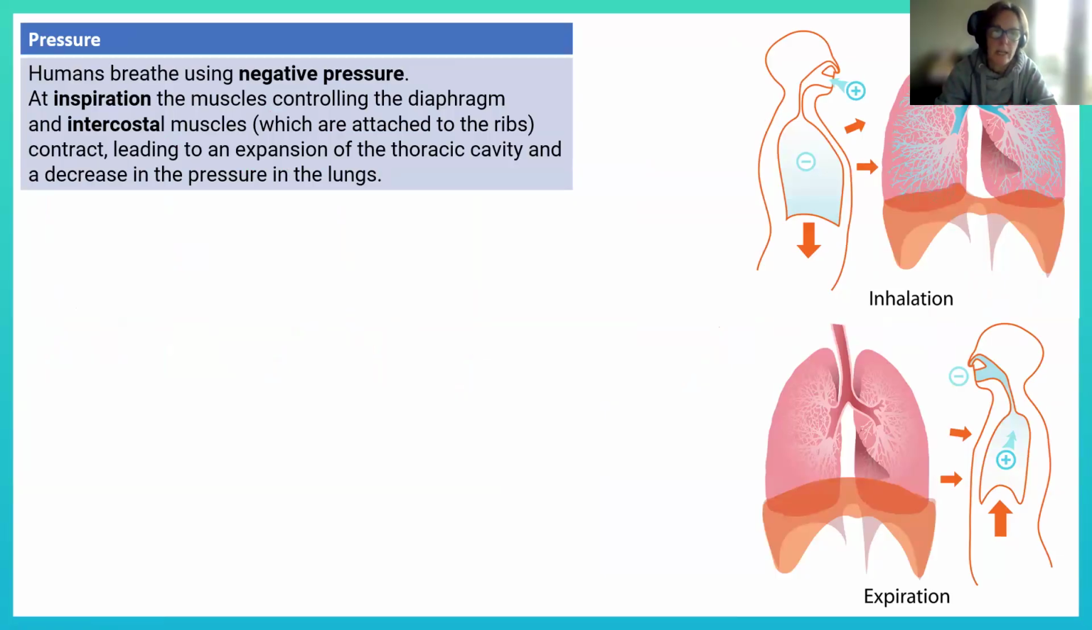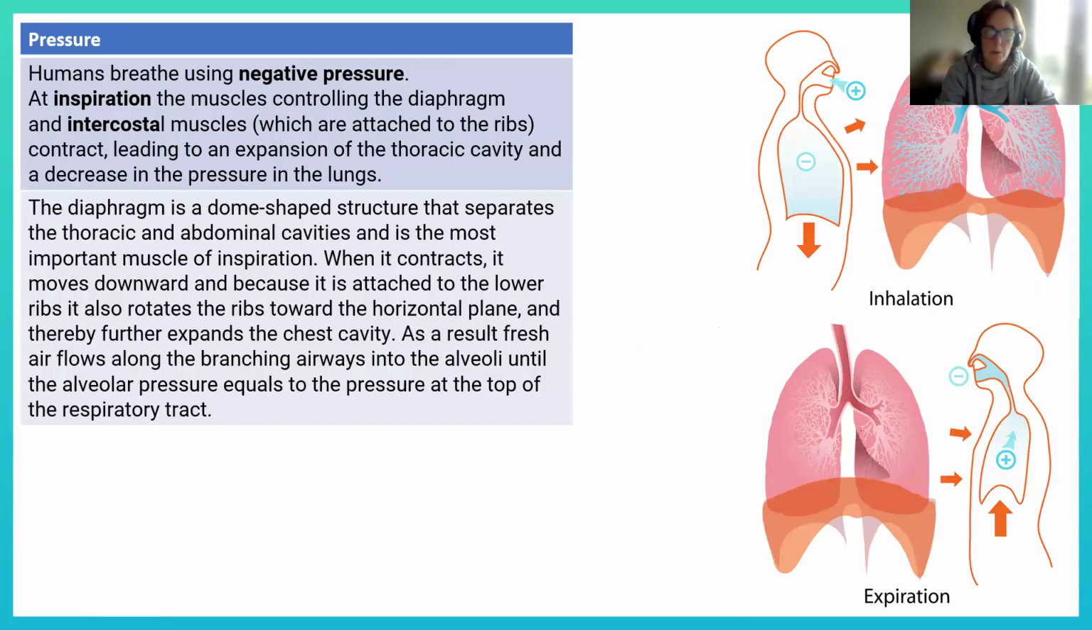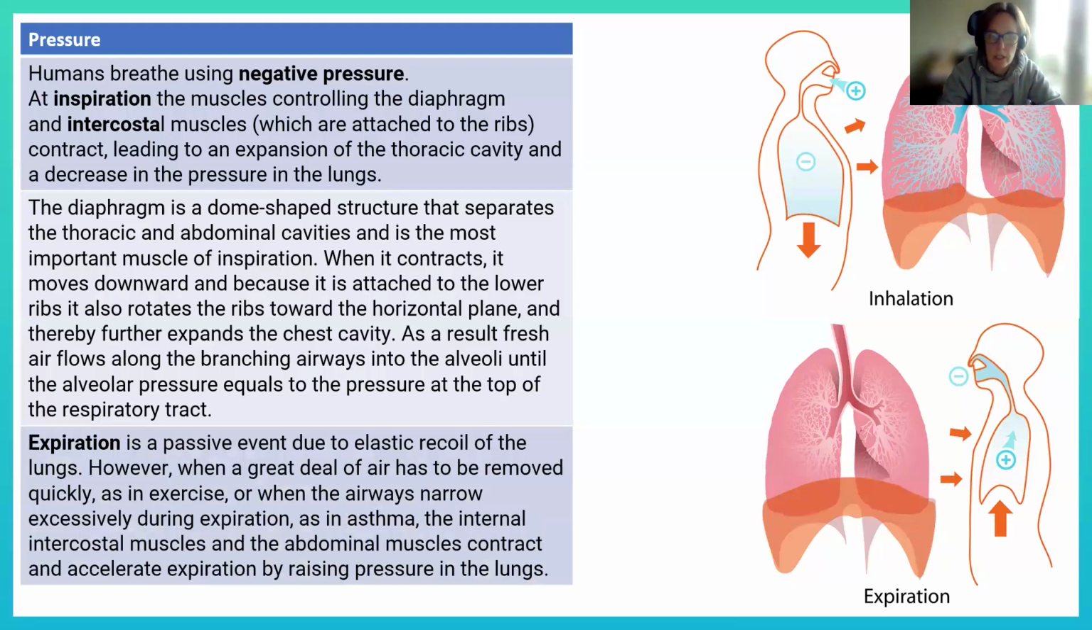So during inspiration or inhalation, the muscles controlling the diaphragm contract, leading to a massive increase in volume. And this is a decrease in pressure. It's a dome shape, sort of arched up before it contracts. And pushing this down will give a massive increase in volume. That will move in down through the trachea, branching airways into the alveoli until the pressure in the alveoli equals the pressure at the top of the respiratory tract.